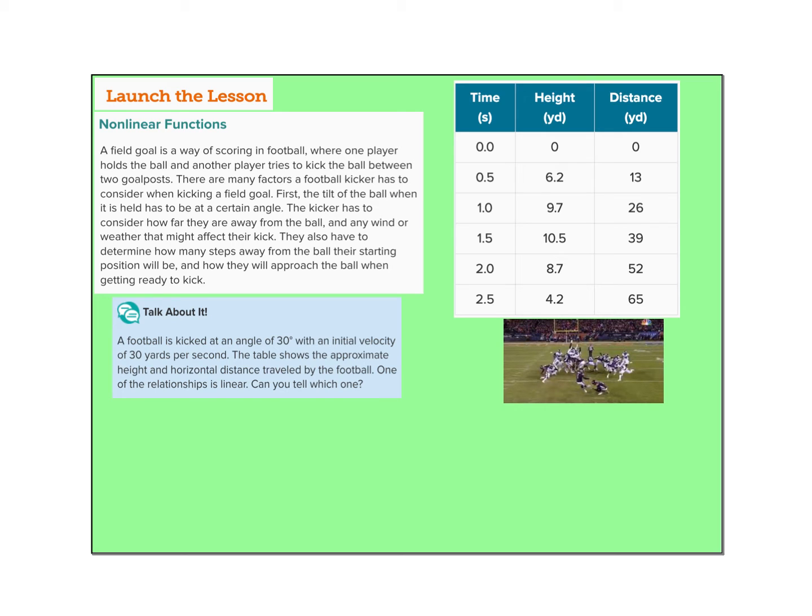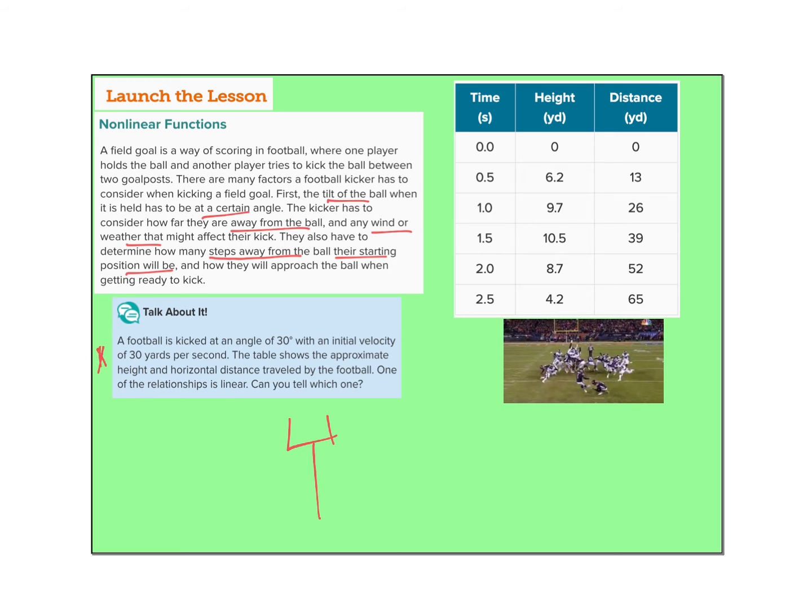All right, so as a little launch to this lesson, I just want you to think about this. Hopefully you guys know what a field goal is in football. But if you don't, it's where a player holds the ball and a player kicks it between the two goal posts. There are lots of factors that a football kicker has to consider when kicking a field goal. The tilt of the ball has to be held at a certain angle, how far away they are from the ball, if there's any wind or weather, how the holder holds it. They have to determine how many steps away from the ball their starting position will be and how they'll approach the ball. So there's a lot that goes into it.